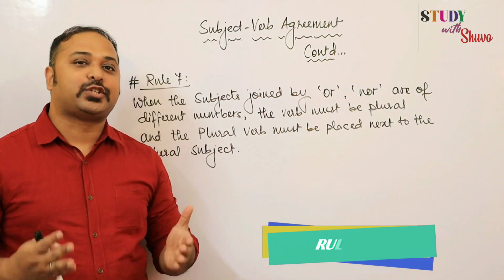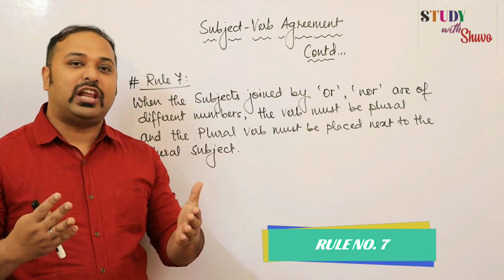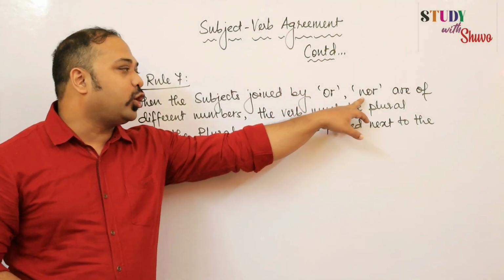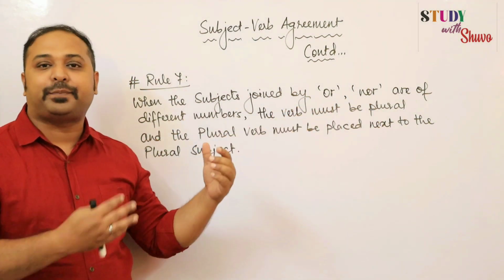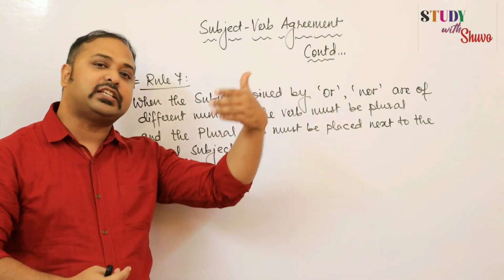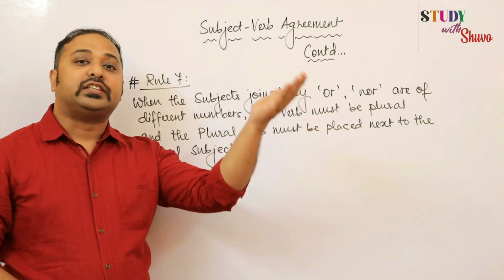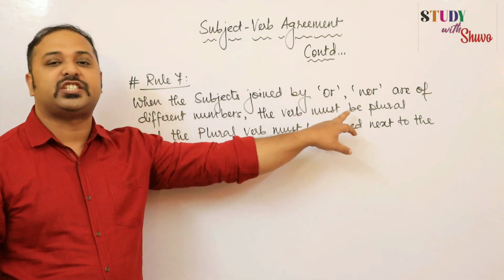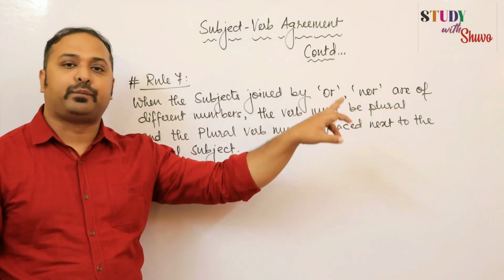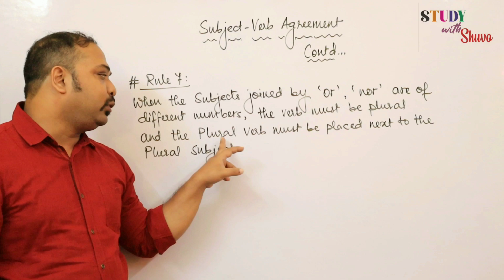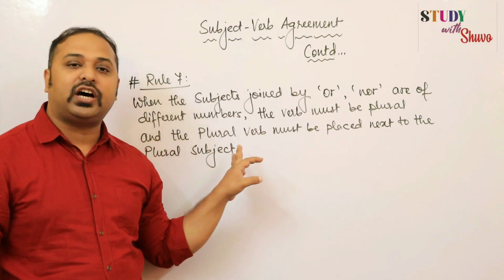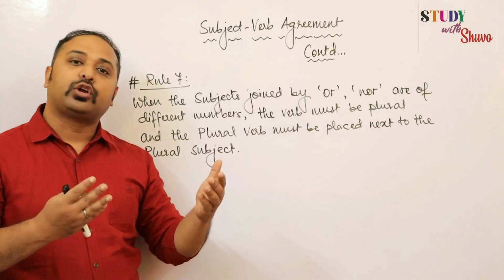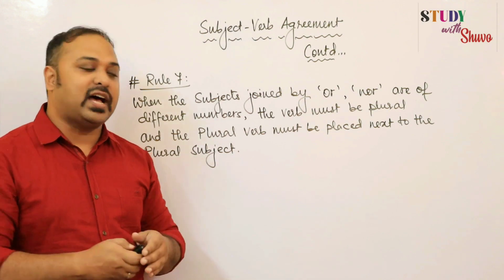So children, the next rule is rule number 7, and rule number 7 states that when the subjects joined by or, nor are of different numbers, that means either the first one will be a singular and the second one will be a plural, or the first one will be a plural and the second one will be singular, the verb must be plural. In any case, the plural verb must be used, and the plural verb must be placed next to the plural subject. That means we have to keep the plural verb close to the plural subject. Let's take an example.